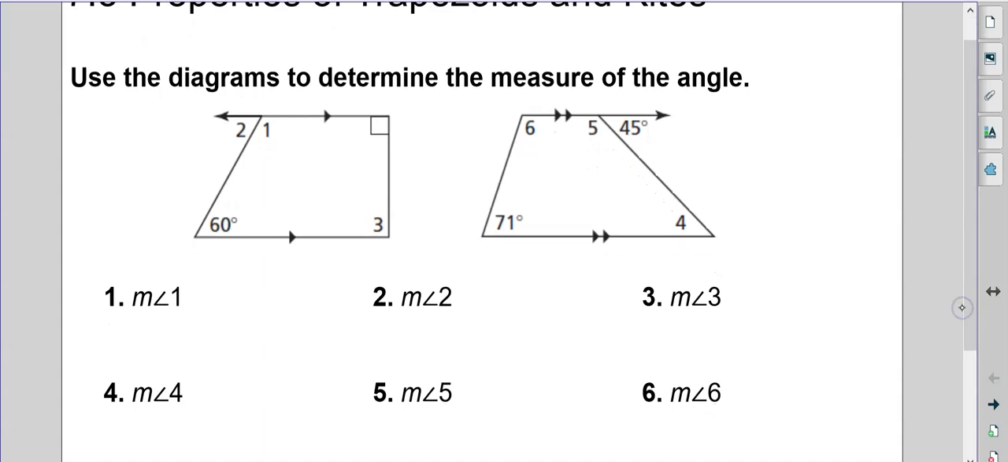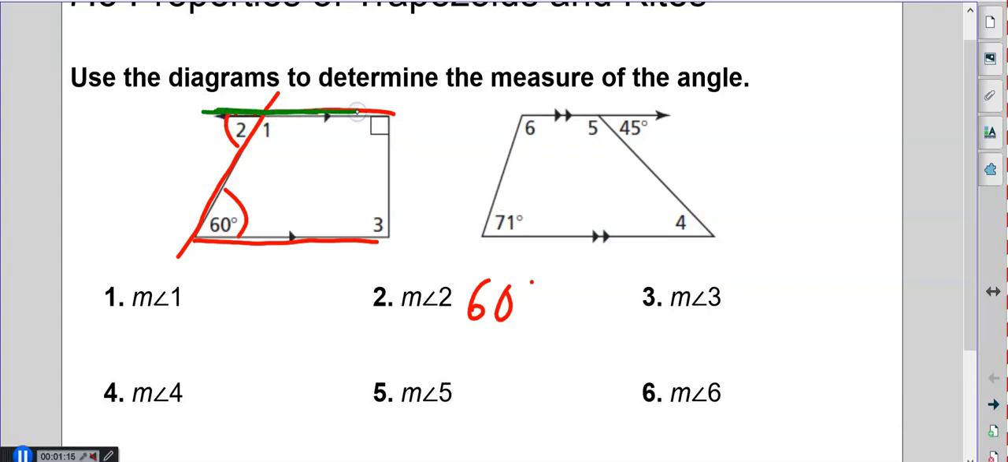Let's see number 1. So we have parallel lines. We see that from the markings, and we have a transversal. So again, our old favorite, alternate interior angles. So angle 2, I'm going to start with angle 2 actually. That's going to be 60 degrees. Now, angle 1 and 2 are a linear pair. They form a straight line. That means angle 1 and angle 2 add up to 180. So 180 minus 60 is 120 degrees.